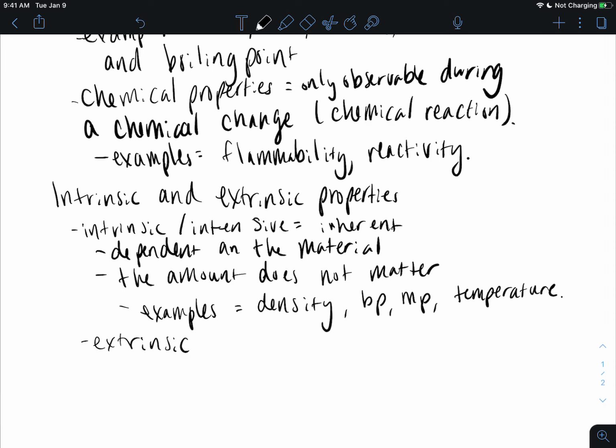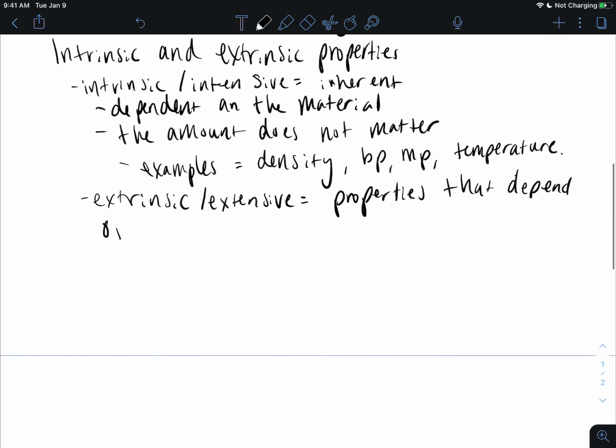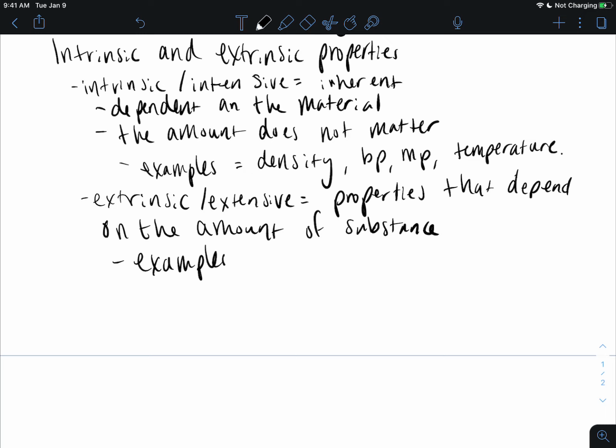Extrinsic, also called extensive, are going to be properties that depend on the amount of substance. So these are going to be things that are going to change based on how much of it you have. So our examples here are going to include mass, volume, and length.